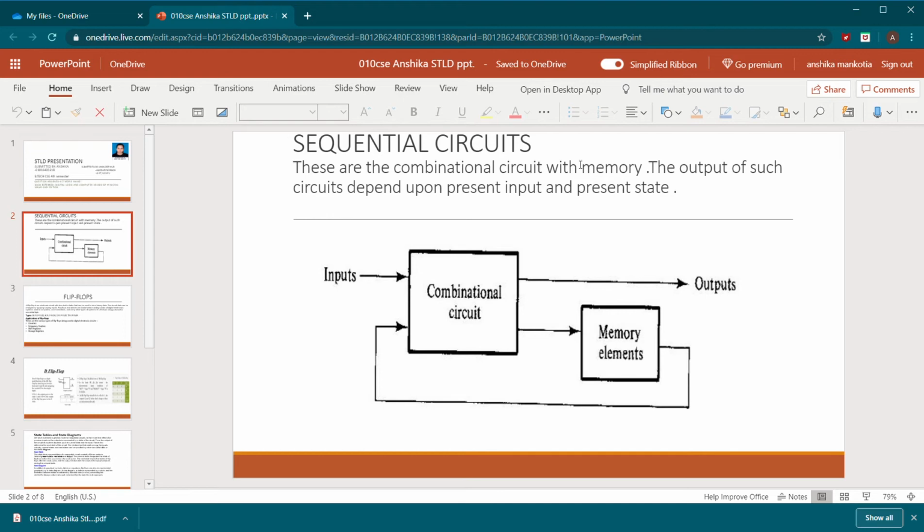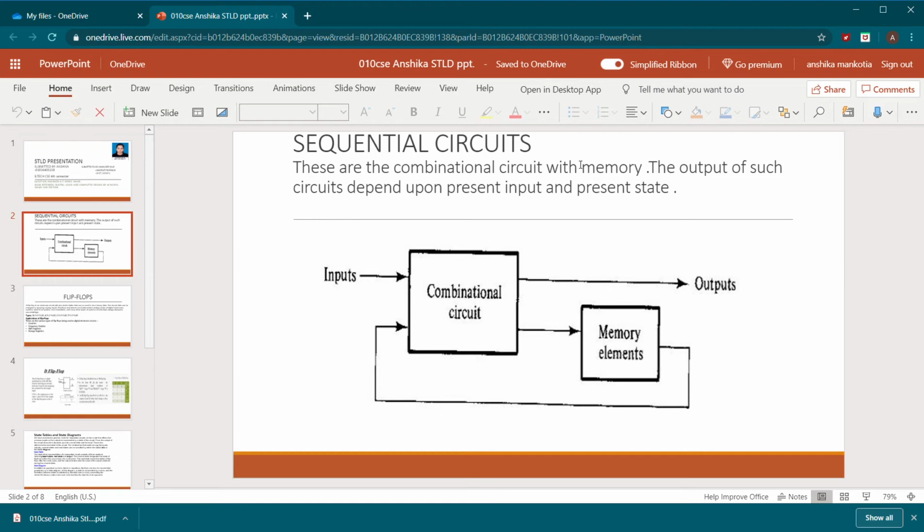Sequential circuits are nothing but combinational circuits with memory. Now we know that in a combinational circuit, the output depends upon the present input only. But in a sequential circuit, the output depends upon the present input as well as the present state. Present state represents the information stored in the sequential circuit. It is nothing but the actual state of the sequential circuit at a particular instant of time. With the help of present state and present input, we define the output and next state.